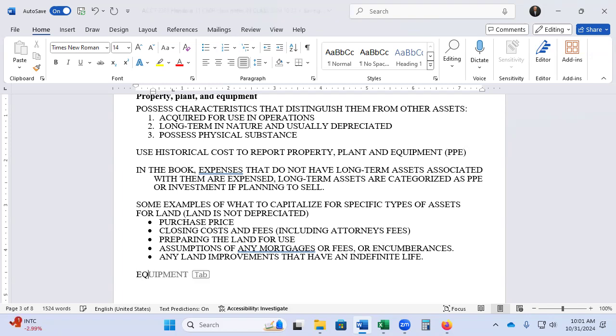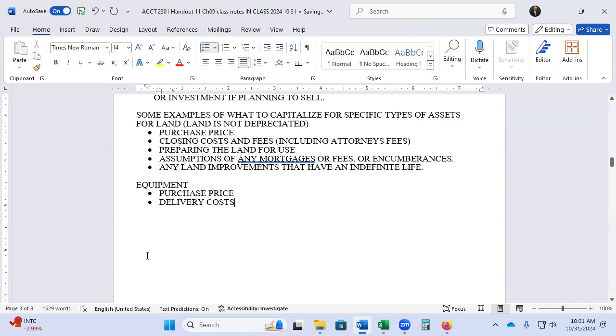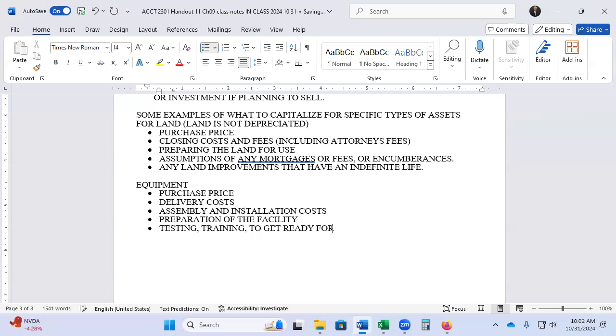Okay, so let's talk about equipment. What are some examples? So this would also be the purchase price. Delivery costs. Assembly and installation costs. Preparation of the facility. And testing, training. Get ready for use.